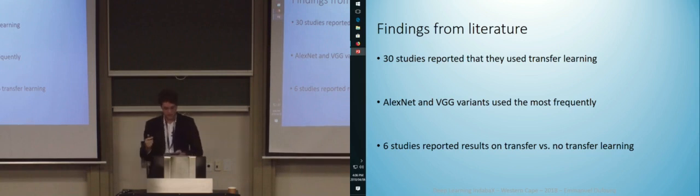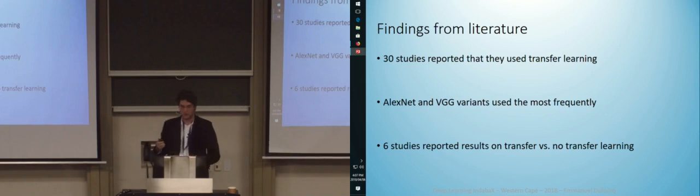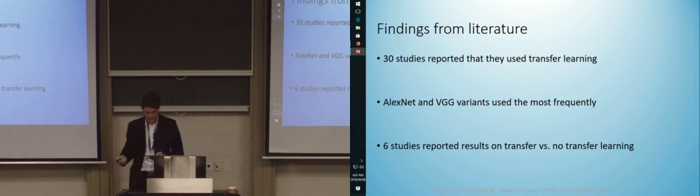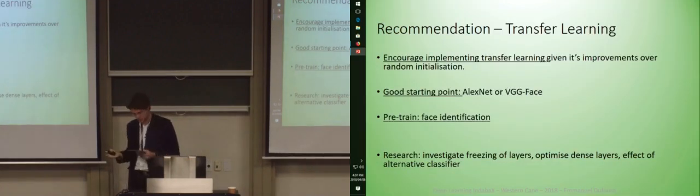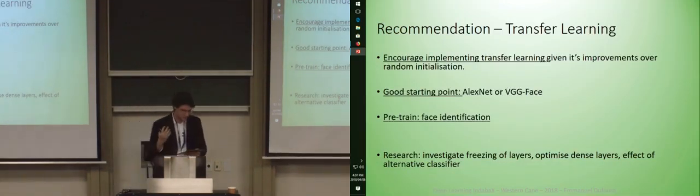So on that note, I would definitely not recommend trying to publish another study that shows the difference between these two, because it's very well established. So there's no need to do this anymore. In terms of recommendations, I would definitely recommend using transfer learning as opposed to randomly initializing your weights. A good starting point is to use AlexNet or VGG Face.